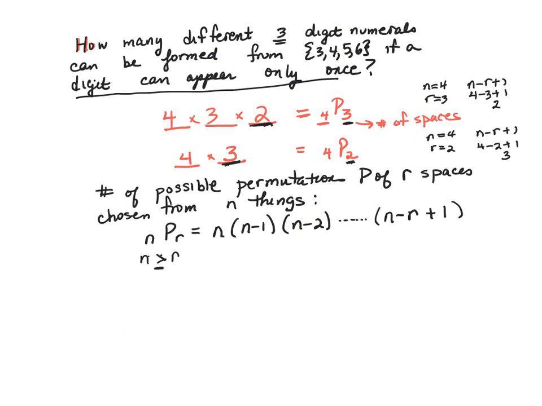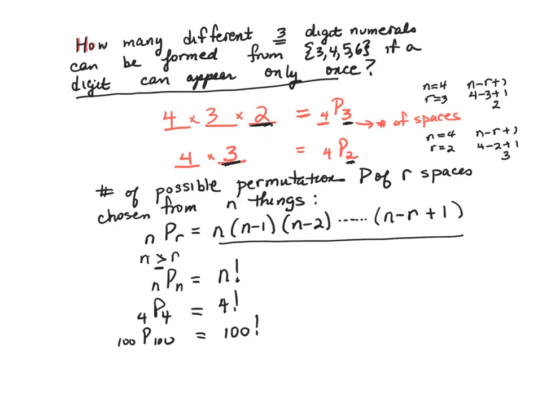So this is the definition of nPr. nPn is n factorial, right? And if we use the rule here, when r equals n, n minus n is 0, and we are left with the last factor of 1. So nPn is n factorial. So 4 factorial is 4P4. In our previous problem, when we sat 100 people in 100 seats, 100 factorial was 100P100. But our goal is to find a rule for this using factorial notation. Let's take a look and consider what that would be.